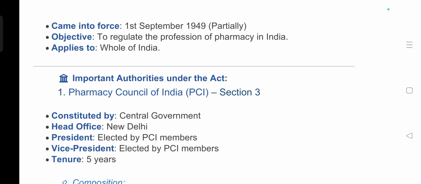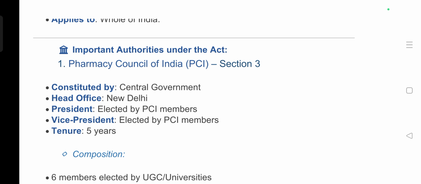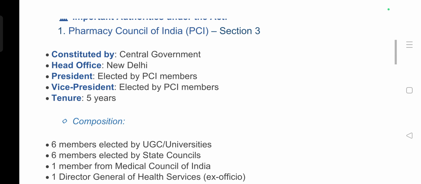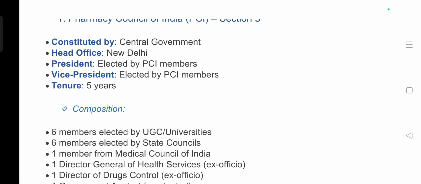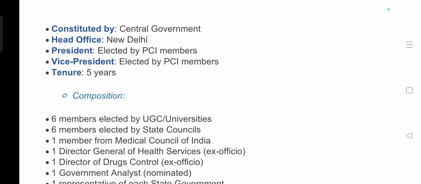Important authorities of this act: first is PCI, that is the Central Council, the Pharmacy Council of India. It is established under Section 3, constituted by the central government. Head office of PCI is in New Delhi. The President is elected by the PCI members. The Vice President is also elected by PCI members, and the tenure is 5 years.